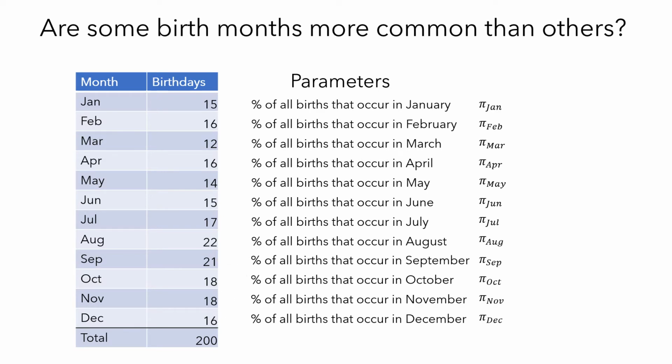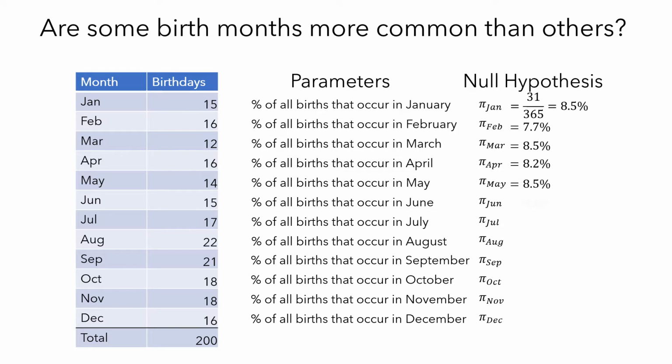In this scenario, the null hypothesis would reflect the idea that no birth months are more common than others. Now, this doesn't necessarily mean that these percentages should all be the same, because some months have more days than others. January has 31 days, and February usually has 28. So if births weren't more common in January, there should be 31 divided by 365, or 8.5% of all births in January, and 28 divided by 365, or 7.7% in February, and 8.5% in March, and so on.